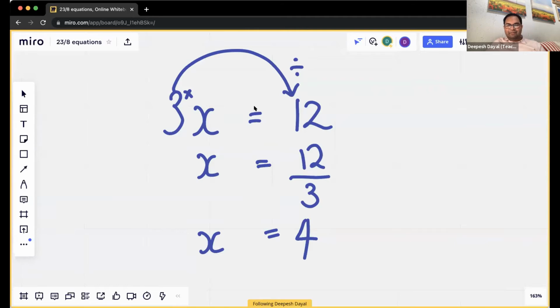So we've got times on the left, right? When you take times, it becomes divide, right? So it's 3 times x. And when you take this 3, it's originally times here. When you take it over, it will become divide. Then we're going to say 12 divided by 3. So it becomes divide here because it was times on the left. Now it's divide, and 12 divided by 3 becomes 4, right?